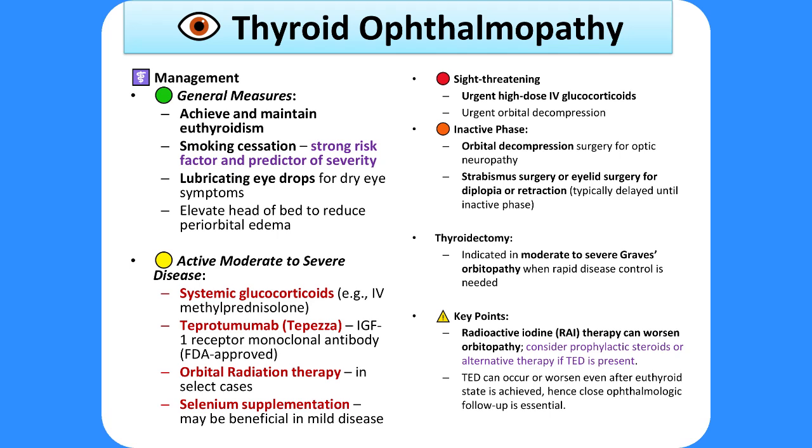It is important to note that radioactive iodine therapy may worsen Graves' ophthalmopathy by triggering an immune flare, particularly in patients with active eye disease or high TSH receptor antibody levels.